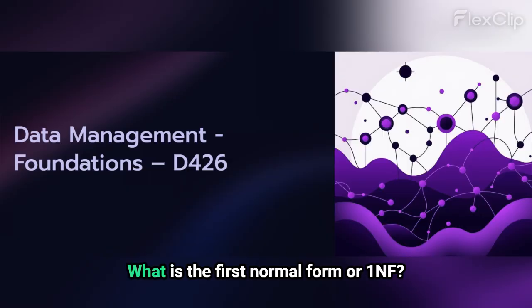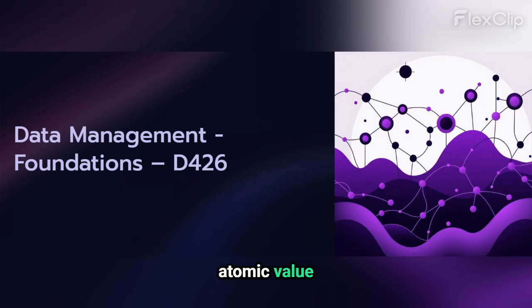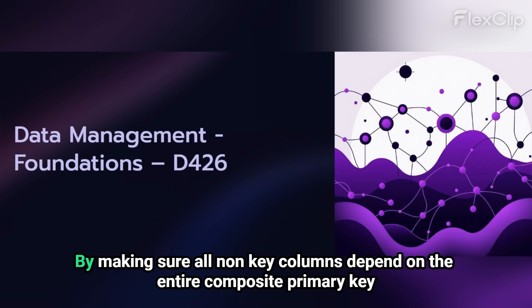What is the first normal form, or 1NF? The first normal form ensures that a table has no repeating groups and that every cell holds a single atomic value. What is the second normal form, or 2NF? The second normal form requires a table to be in 1NF and resolves partial dependencies by making sure all non-key columns depend on the entire composite primary key.